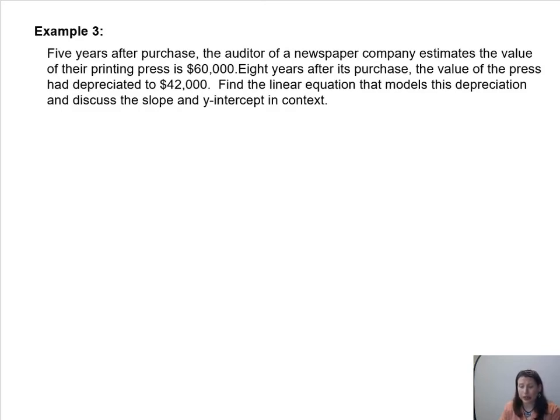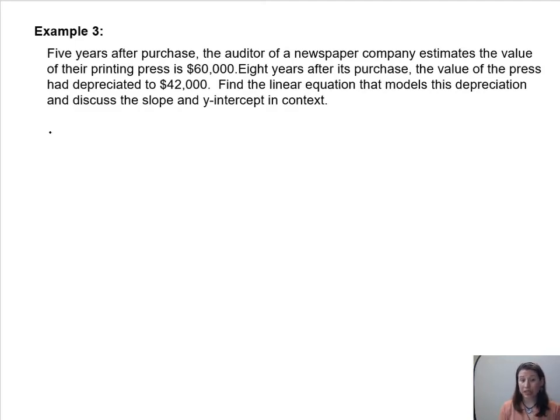Find the linear equation that models this depreciation and discuss the slope and y-intercept in context. Okay, so they want us to write a linear equation that models this depreciation. They're telling us that we have 5 years. We only have the printing press worth $60,000, only in terms of how much they're actually worth, right?